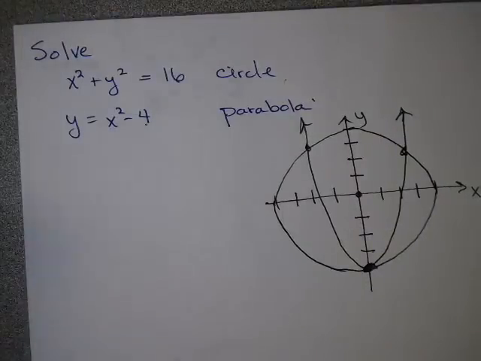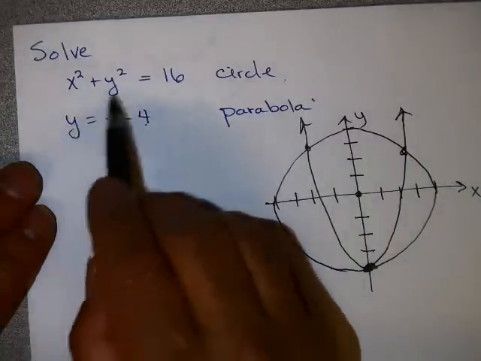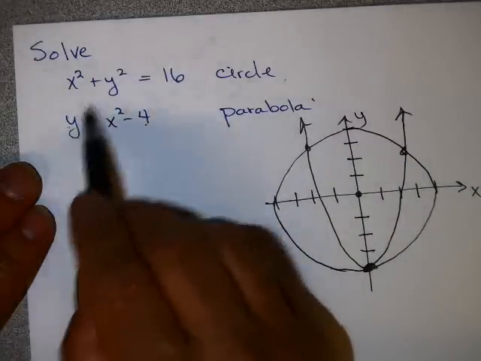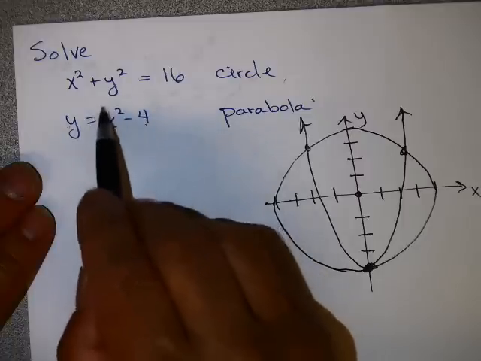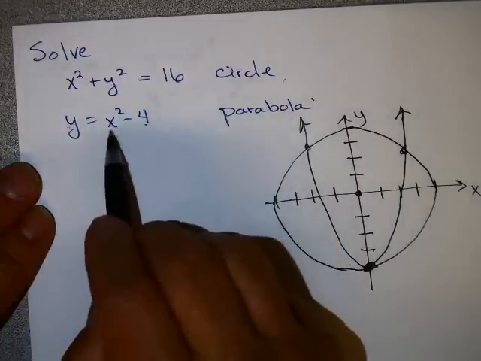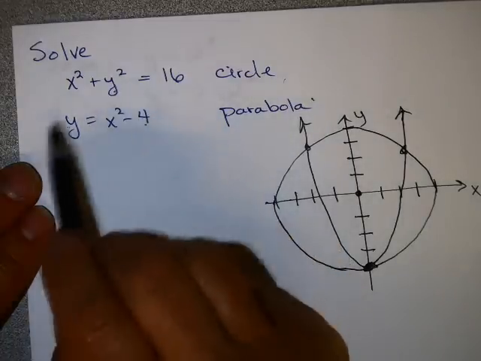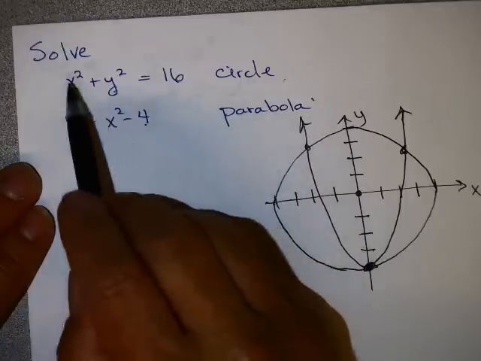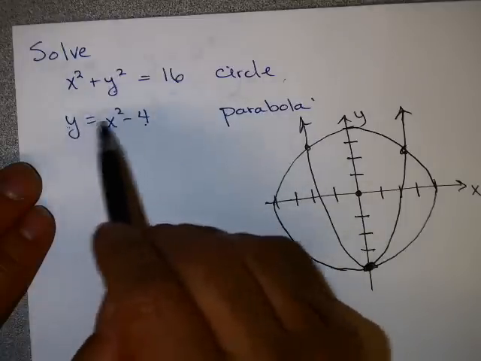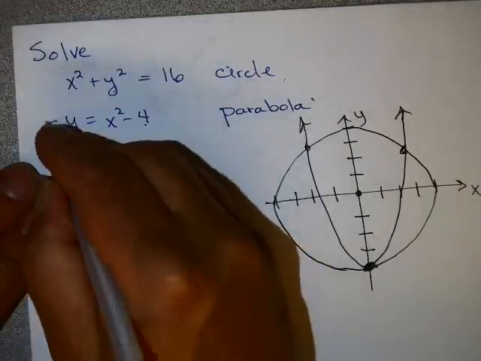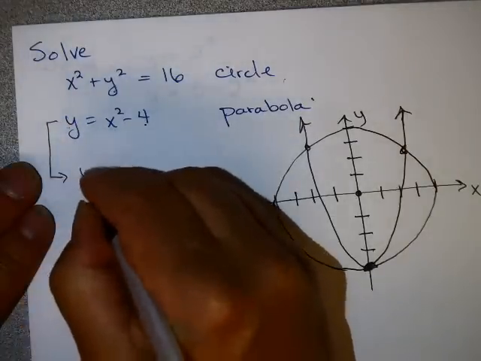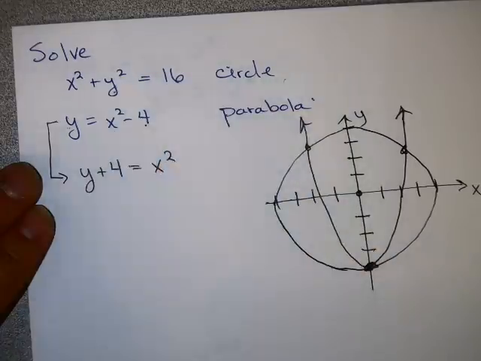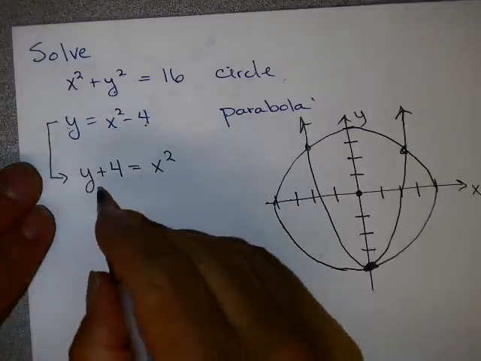How would that show up algebraically? Well, you'll notice that this is already solved for y. You could plug y in there, but we will get a mess because x squared minus 4, squared, will give me kind of a mess. I think what I'd like to do is substitute not for y, but for x squared. So I'm going to take the first equation, and I'm going to add 4 to each side and get x squared equals y plus 4.